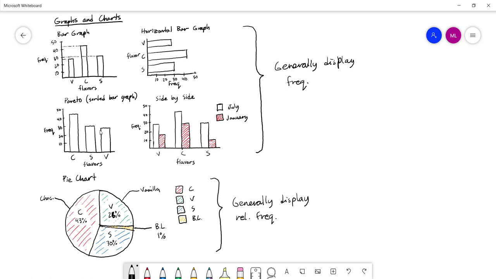Whereas with bar graphs, the height of the bar typically is related to the frequency, and we can see the actual total volume, but it's harder to see which proportion. I can see chocolate was the most, but I don't know exactly how much more it was than strawberry or vanilla or things like that. So keep that in mind. The purposes of bar graphs and pie charts differ.